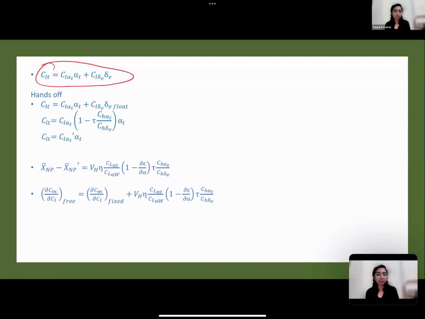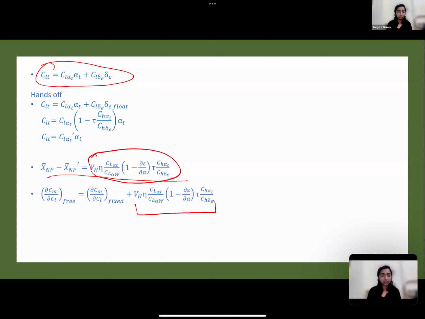Similarly, proceed with your neutral point derivation. Again, you come up with this equation, the difference between your stick fixed and stick free neutral point. Then replace that with your static margin equation. You get this DCM by DCL free and DCM by DCL fixed plus this term. This term is nothing but the difference. How did we come to these two equations? You just replace the XNP with the static margin. CG location is the same for both of those. Only neutral point location is changing.